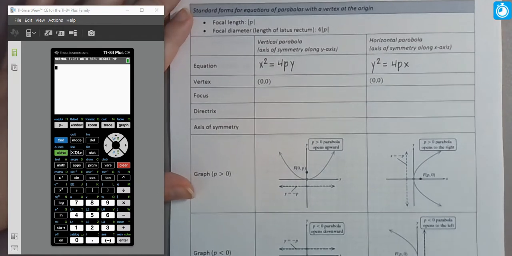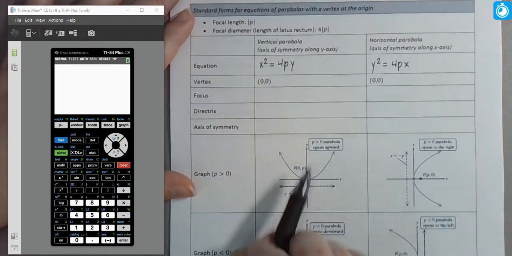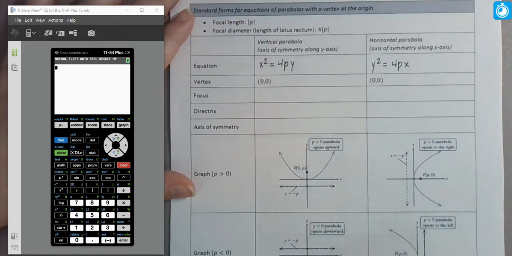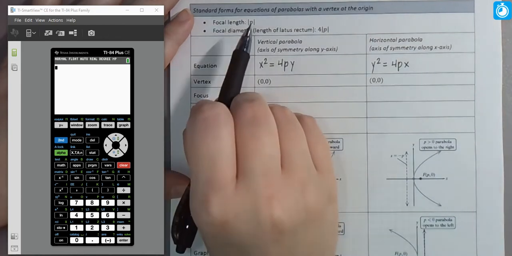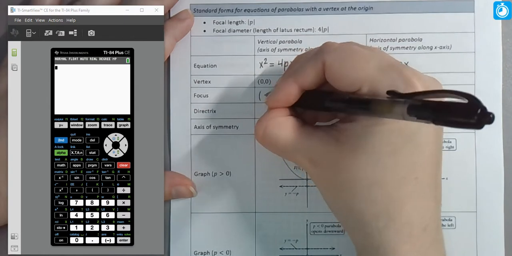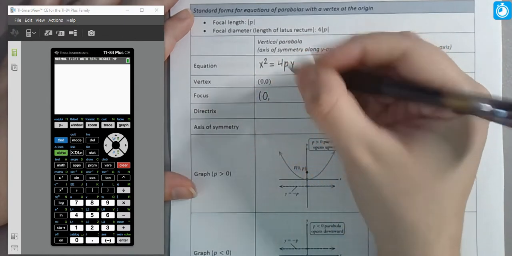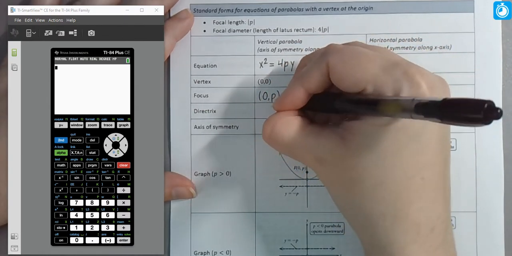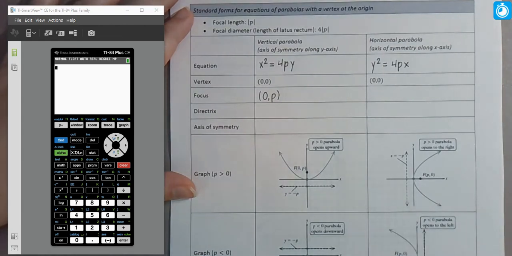So for a vertical parabola, we hold the x constant, and then we adjust the y value using this value for p. So our focus, our single focus, is going to be at (0, p). And again, if p is a positive number, that's going to be above the vertex. If p is a negative number, that's going to be below the vertex.